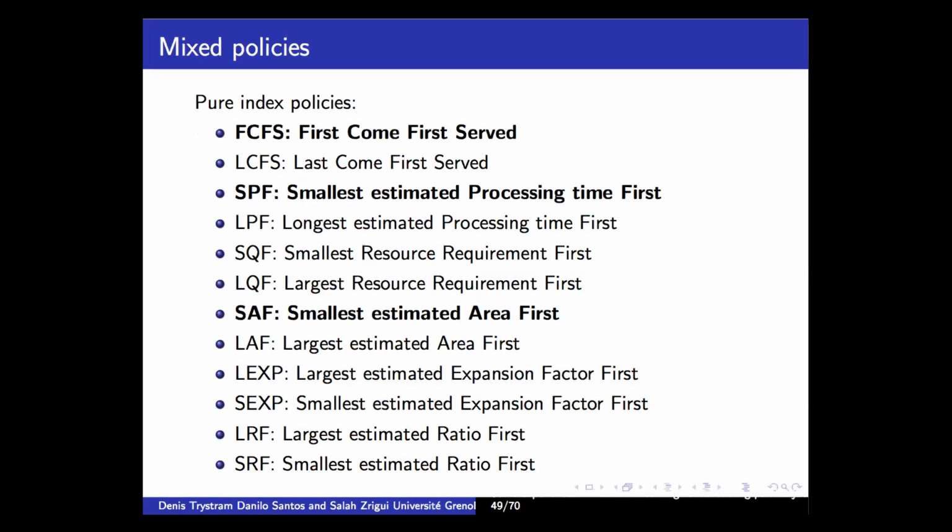And from these 6 features, we construct 12 policies. For each feature, one policy to order by the smallest, one to order by the largest. So we have first come first serve and its opposite, shortest processing time first and its opposite, and so on and so forth until the end. Here I highlighted the 3 most important ones for the sake of this presentation. First come first serve because it's the baseline that we will compare to. SPF and SAF simply because they seem to outperform all the other policies in all the tests that we performed.